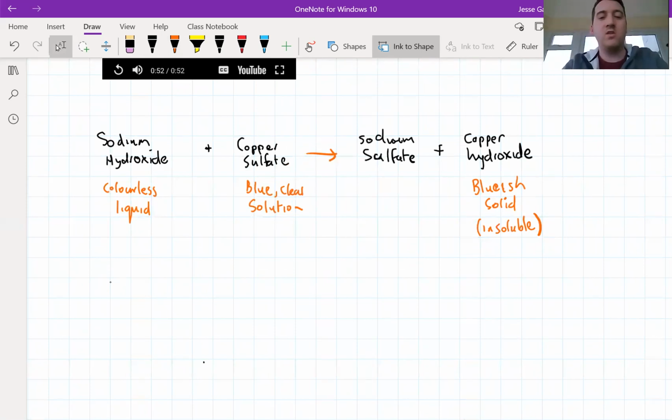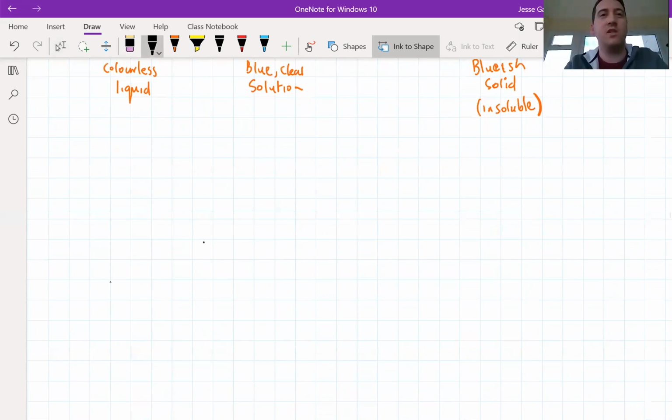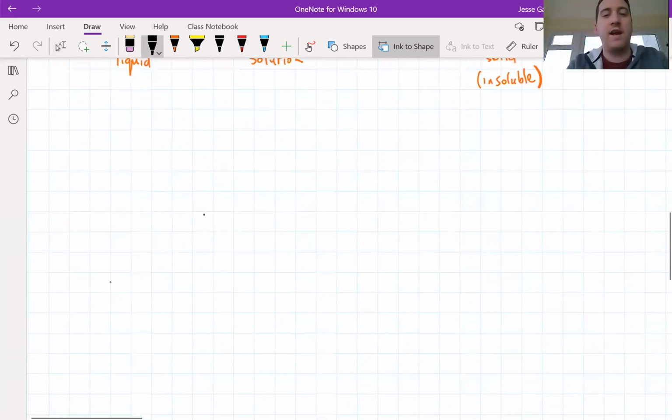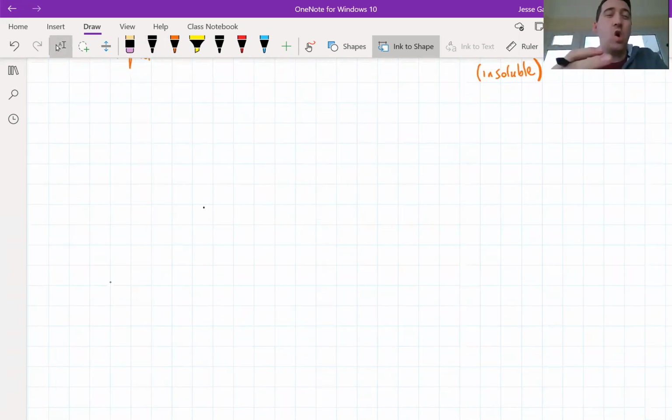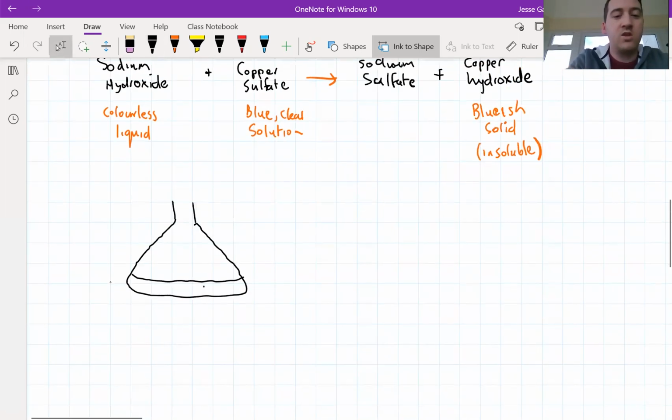Now, I like to do this in class, but obviously we're not in class now, so I'm going to describe how we can use this reaction to watch and observe the conservation of mass. Say we took a conical flask, which is a glass flask with a cone shape. And into that flask, we're going to put the colorless liquid from above, the sodium hydroxide.